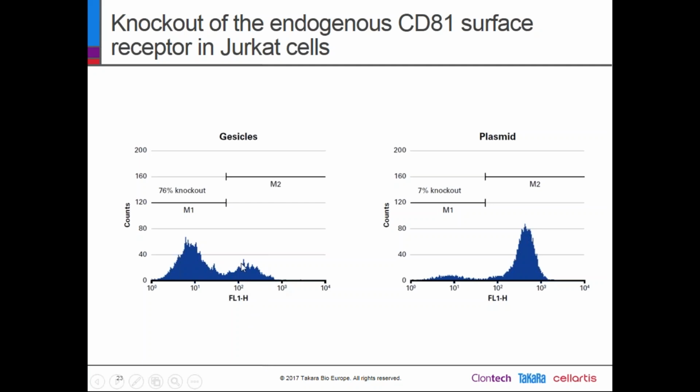And so this would be here, and in case of a leftwards shift of the peak, this indicates a functional knockout of the protein. You can see here on the left that with vesicles we could achieve high knockout in Jurkat cells, whereas plasmid delivery was very inefficient for the knockout. This is partly also due to the fact that Jurkat cells are difficult to transfect.